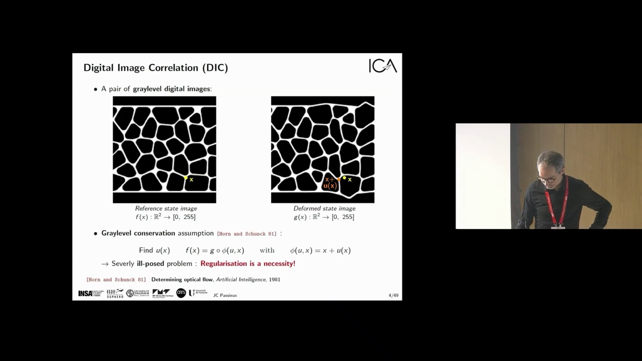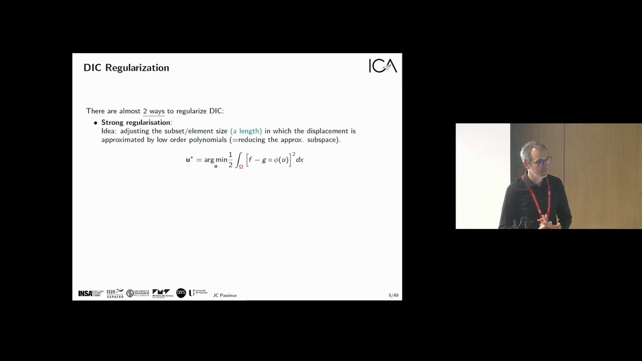Everything was said yesterday. There are two ways to regularize such a problem. There is what I call strong regularization. This is what Fabrice explained yesterday, which consists in reducing the size of the approximation space. For instance, we play with the zone of interest, the domain omega, whose size can be interpreted as a length, in which the displacement is supposed to follow a low-order polynomial evolution. The more you increase the size of the subset or element, the more you regularize the problem.